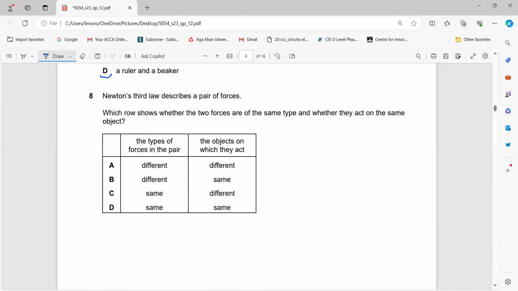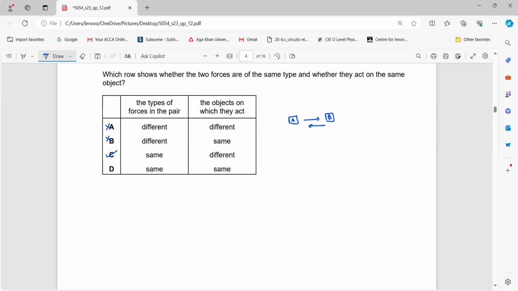So, my answer to 8 is the types of forces in the pair are the same. So, A and B could not be the answer. Then, they act on different objects in opposite directions, right? Which is why I'm going to stick to part C. So, body A exerts a force on body B, then body B also exerts an equal and opposite force. So, there are two different objects, which is why C is the answer.